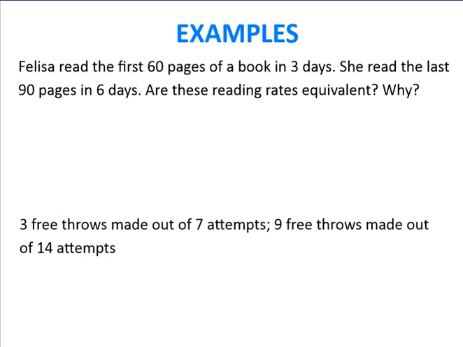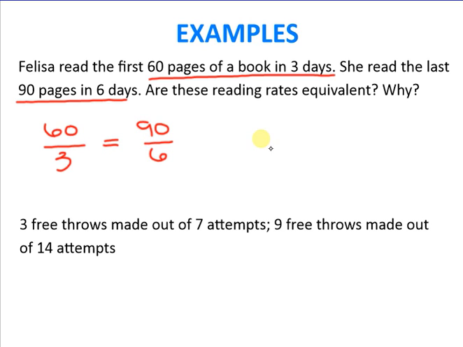Now we're going to take it up just a notch, and I'm going to have you start explaining to me why they are or are not equivalent, okay? Felicia read the first 60 pages of a book in 3 days. She read the last 90 pages in 6 days. Are these reading rates equivalent? Why? So we have 60 pages in 3 days, and we have 90 pages in 6 days. First of all, are they equivalent? Well, I'm going to go ahead and use division here.